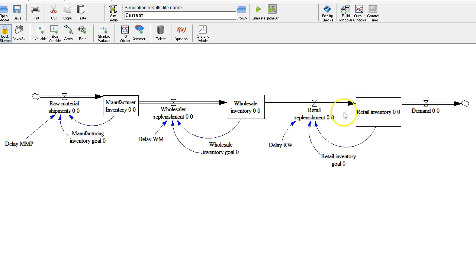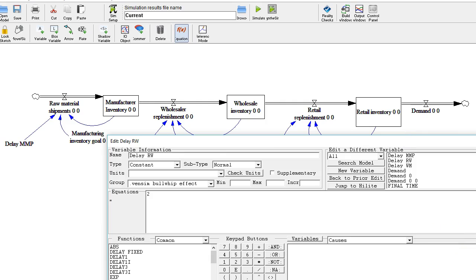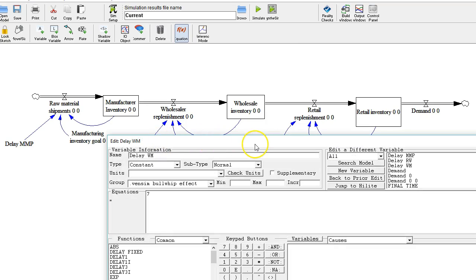Now, the assumption that we have is that the delay from the wholesaler to the retailer is not that large. We can see that the value that we have is 2, and this would be 2 days. And that reflects a typical behavior in which the wholesaler does not ship inventory to the retailer every day. It happens every other day. The wholesaler is replenished itself by visits by the manufacturer once a week, every 7 days.